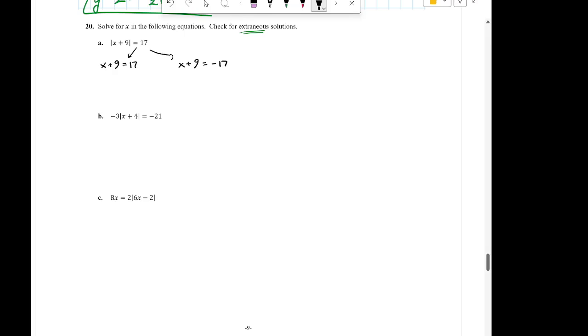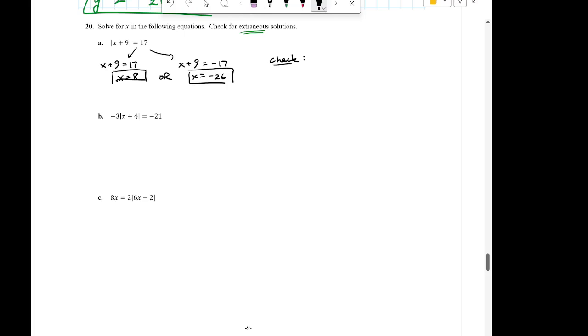And then if I subtract 9 from both sides, this will be 8. Or if I subtract 9, that'll be negative 26. And then we can check. Now, this one equals a constant that's positive, so these are going to work. Really, they get weird when they equal x terms, or sometimes when there's weird negatives involved.